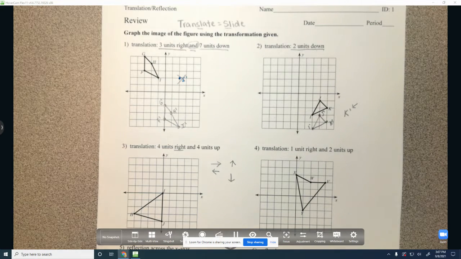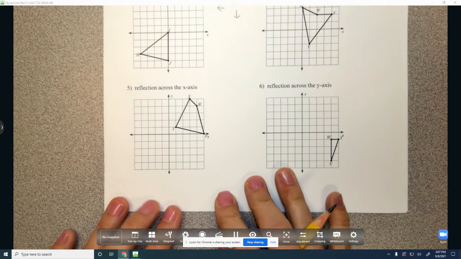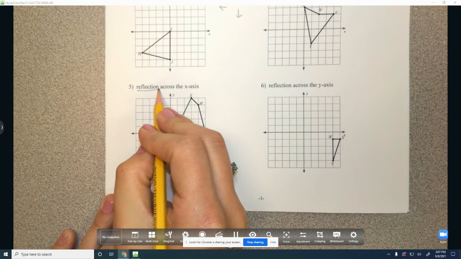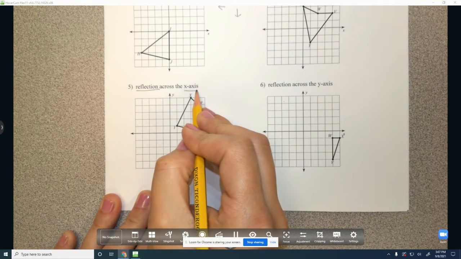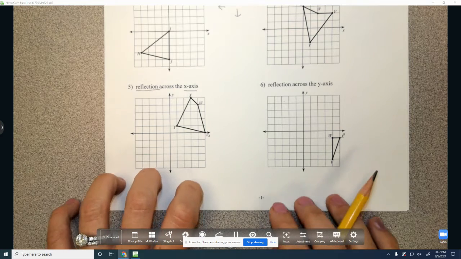Okay? Alrighty. Let's look at some reflections now. So number 5 tells us to do a reflection across the x-axis. So let me remind you, we've talked in class about x and y axis and how we tell them apart. I'll give you a second to think about that. How you can identify your x and y axis. Because Mr. Lewis labeled them for us, but we're not always going to have a label, so we need to know which is our x and which is our y.